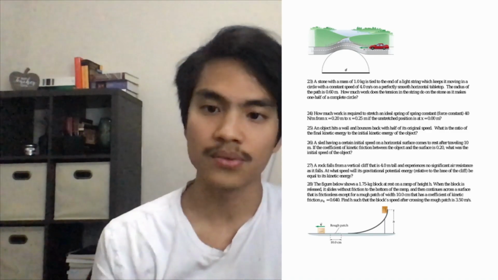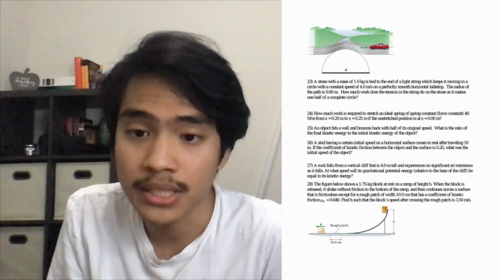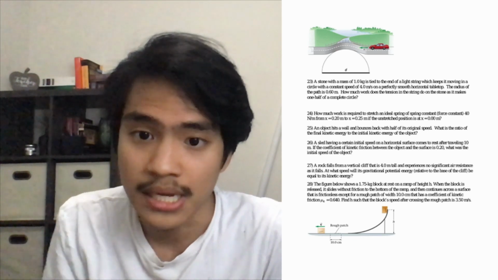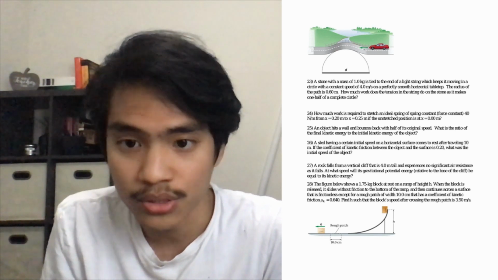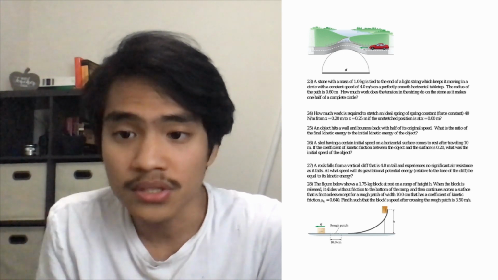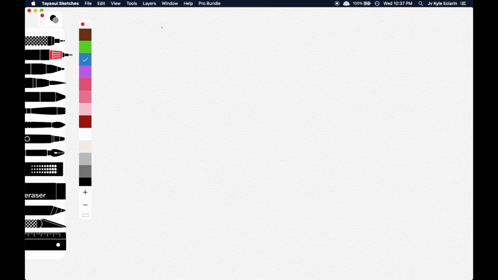So let's go ahead and look at number 24. How much work is required to stretch an ideal spring of spring constant 40 newtons per meter from 0.2 meters to 0.25 meters if the unstretched position is at 0 meters? The work of a spring is basically the same units as energy of the spring. So if you remember your equation for the energy of a spring, I'm going to denote it as S. So this is the spring energy.